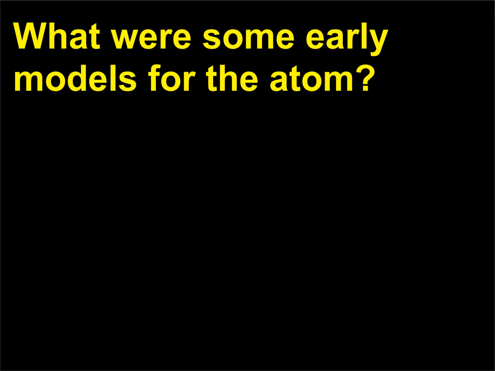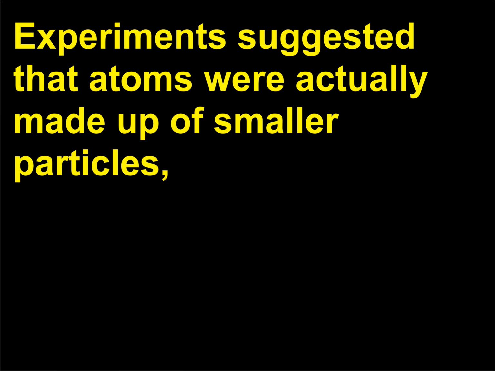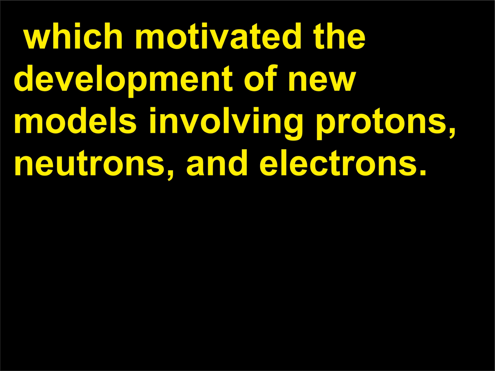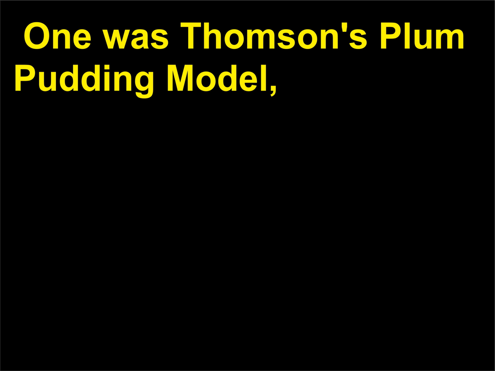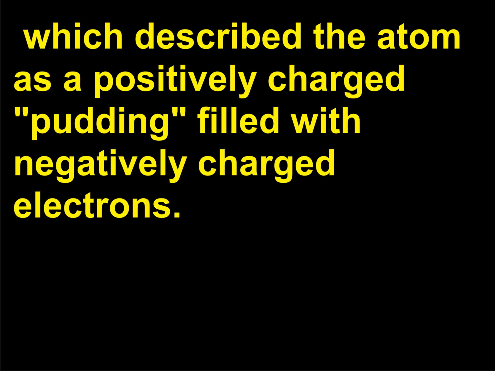What were some early models for the atom? Experiments suggested that atoms were actually made up of smaller particles, which motivated the development of new models involving protons, neutrons, and electrons. One was Thomson's plum pudding model, which described the atom as a positively charged pudding filled with negatively charged electrons.